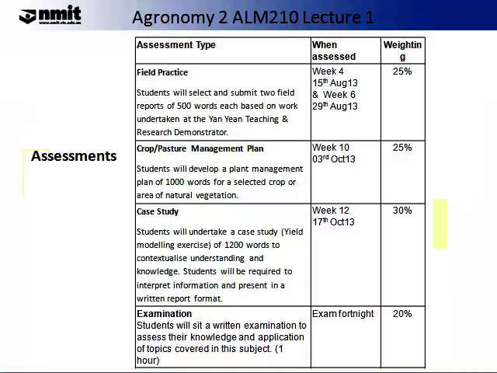Crop pasture and management plan will be constructed as the second form of assessment. This will be due on the 3rd of October and will be worth 25% of your total mark.